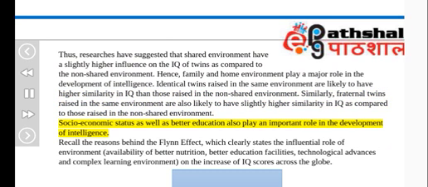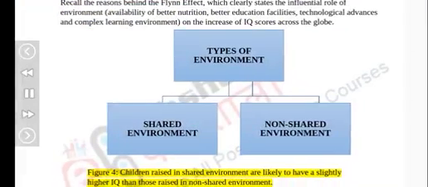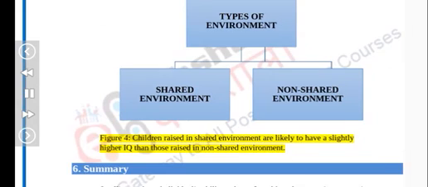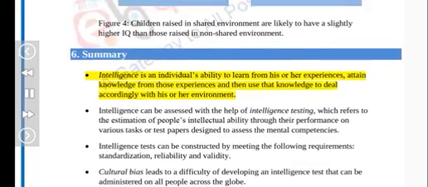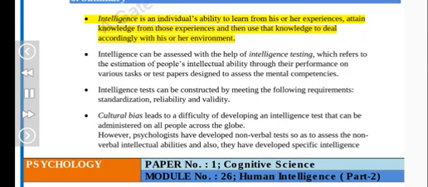Socioeconomic status as well as better education also play an important role in the development of intelligence. Recall the reasons behind the Flynn effect, which clearly states the influential role of environment: availability of better nutrition, better education facilities, technological advances and complex learning environments on the increase of IQ scores across the globe. Figure 4. Children raised in shared environment are likely to have a slightly higher IQ than those raised in non-shared environment. 6. Summary.